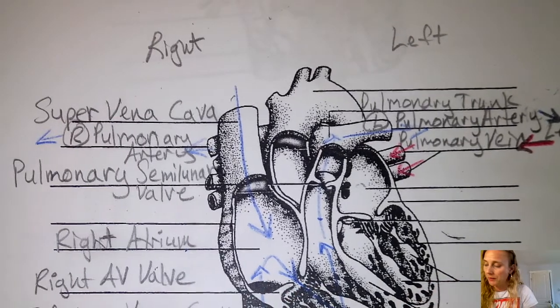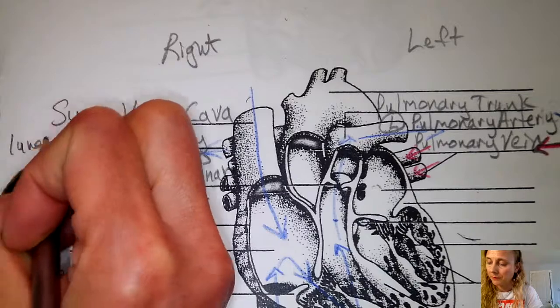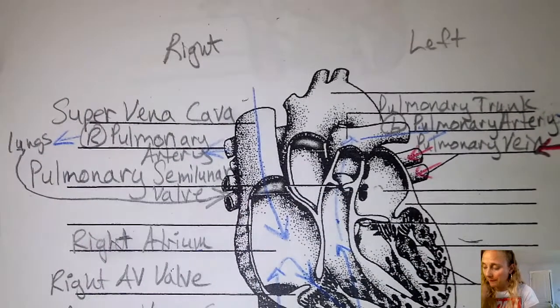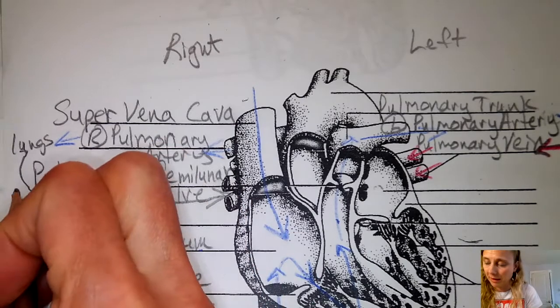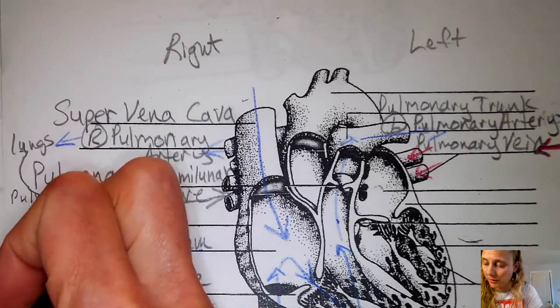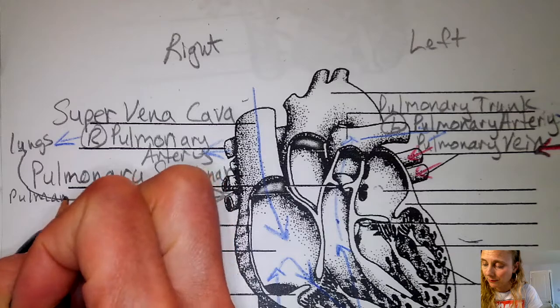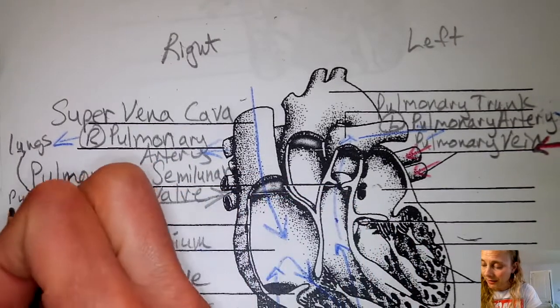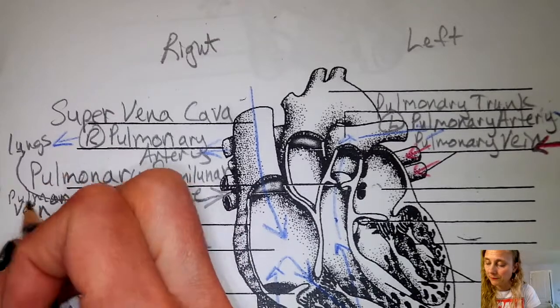Okay, just remember, it goes to the lungs. And then it goes back here. Just label it anyways, just for funsies. Pulmonary vein. Okay.